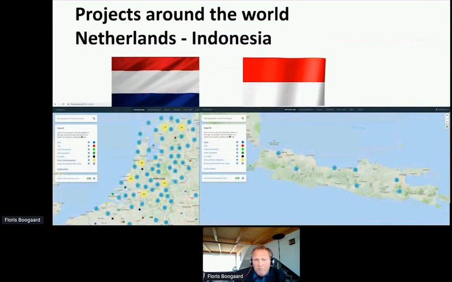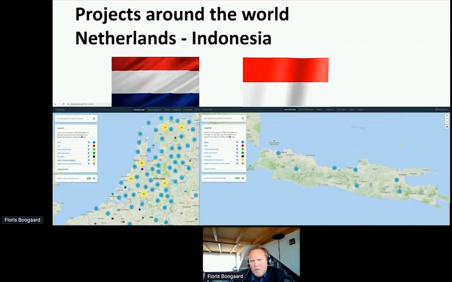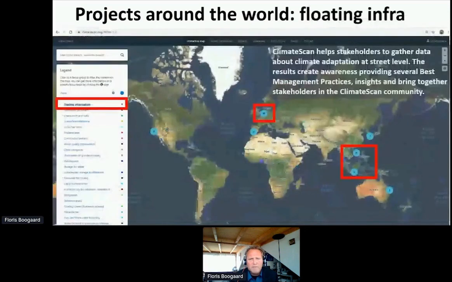So if we focus on the Netherlands, on the left corner, there are about 2,500 projects on nature-based solutions. Of course, also floating urbanization. On the right, it's Java, about 100 projects, mostly on floating urbanization and nature-based solutions, but one of the challenges is water quality improvement. So a link to ecological impact.